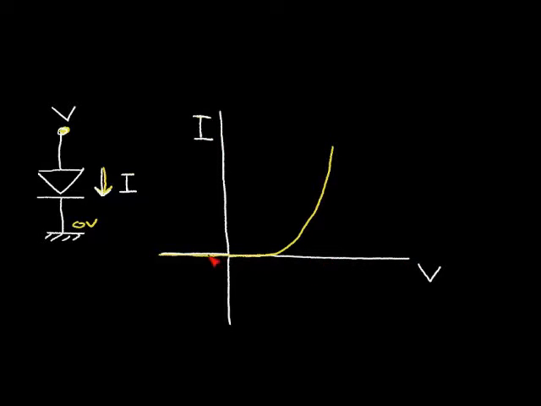And in the case of no light shining on the diode, we have a very small, tiny negative current. And we have 0 current where it crosses the axis. And then as the voltage gets above a certain threshold, we start getting a larger amount of current.